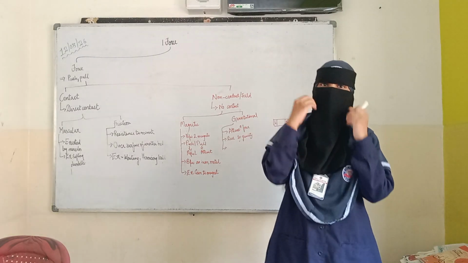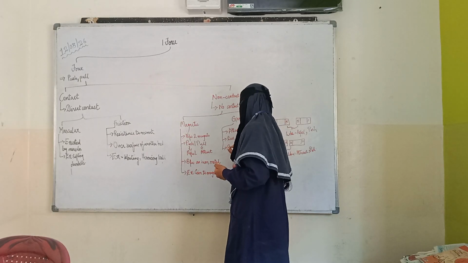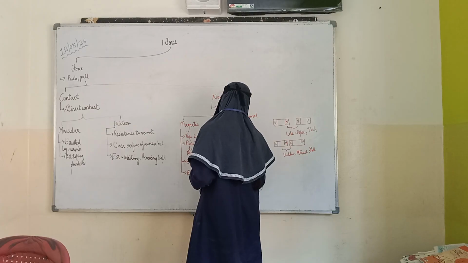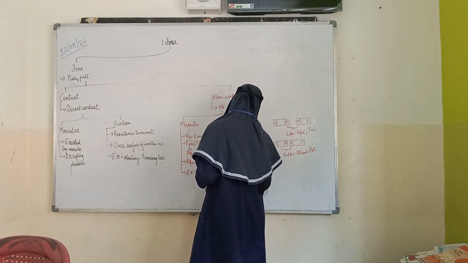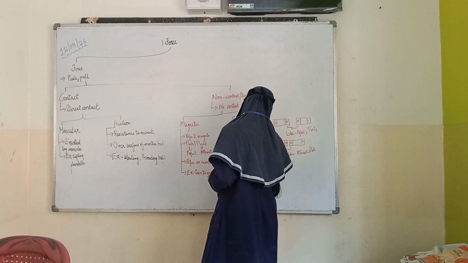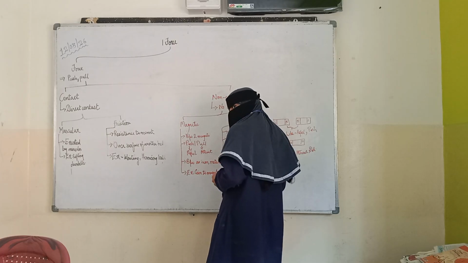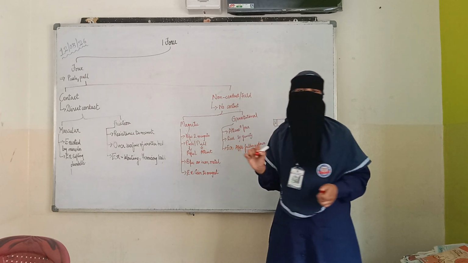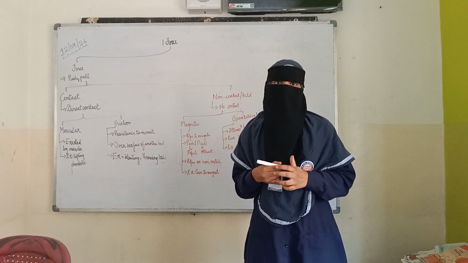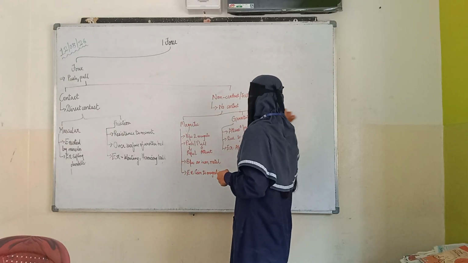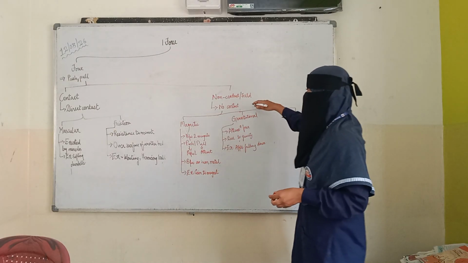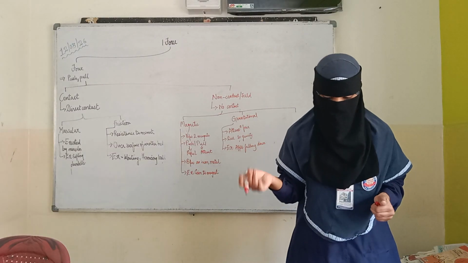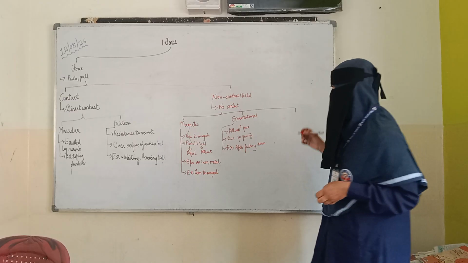Examples of gravitational force. Example: apple falling down. Okay. I said non-contact force has three types. So the last type of non-contact force is electrostatic force.